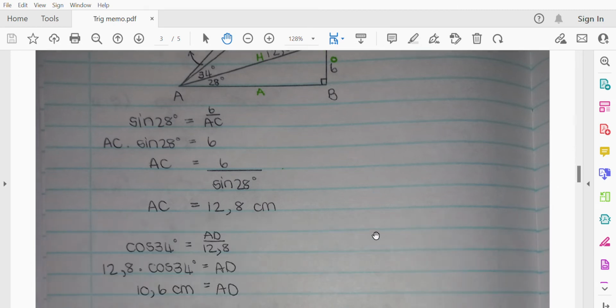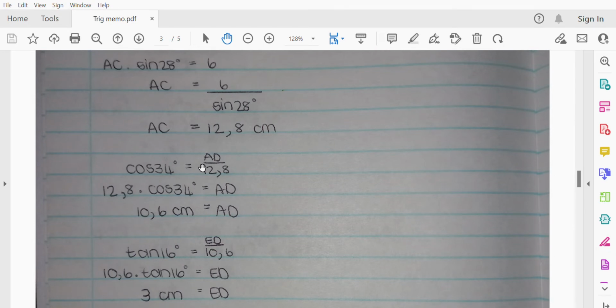You guys fine? Okay, so because it was adjacent and hypotenuse, I'm going to use cos. So cos 34 is dan AD op 12,8. Ek wil maal met daai 12,8. En as ek hierdie hele ding in my sakrekenaar gaan indruk, gaan ek kry AD is 10,6. Okay. Any questions up until there?